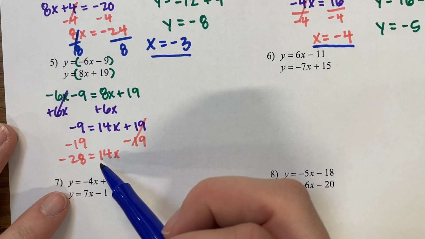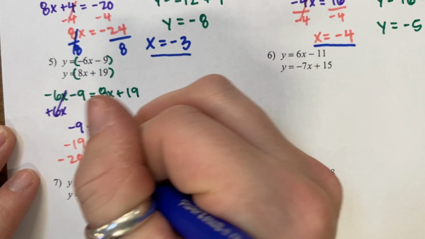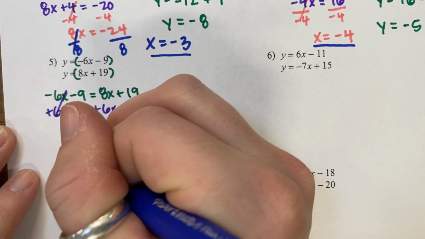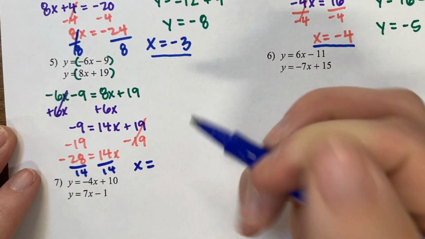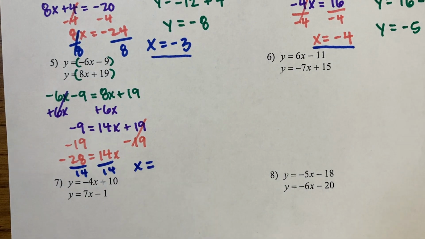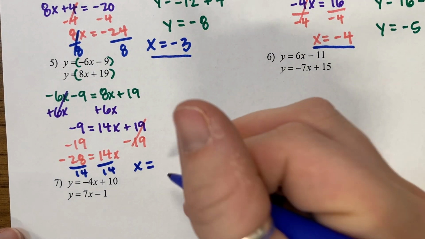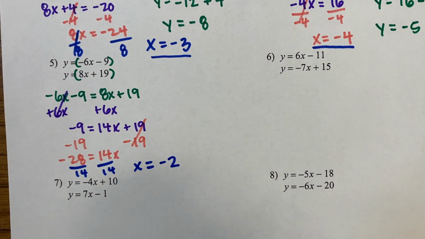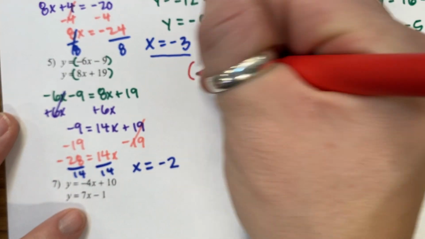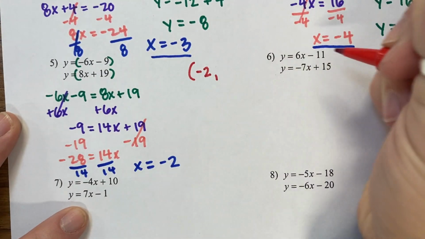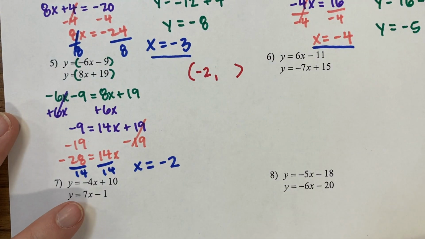Okay, last step, opposite of times by 14 is divide by 14. So I know my x is equal to -28 divided by 14, which is -2. Okay, so we have our x part of our coordinate point, which is -2. We now need our y.